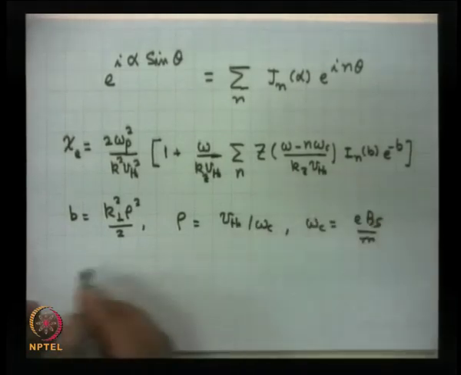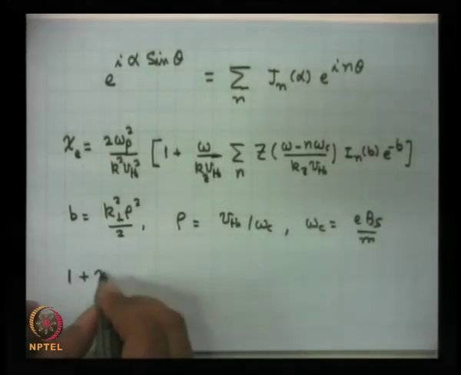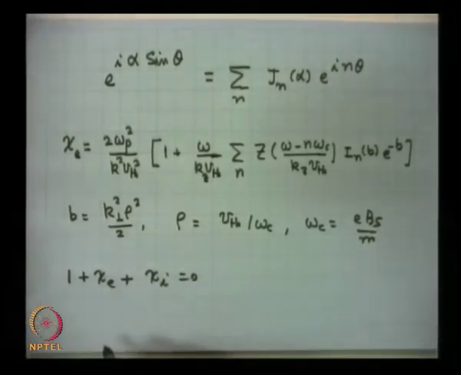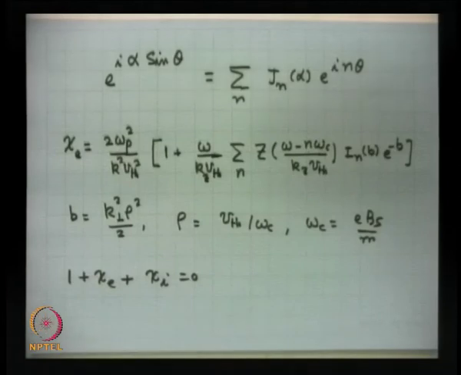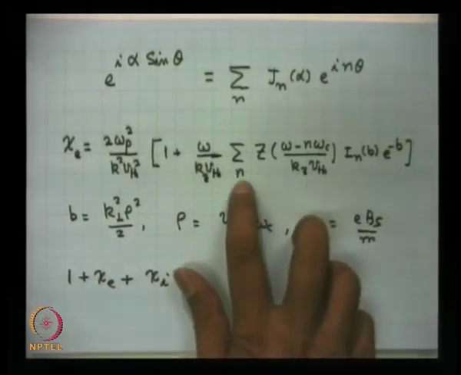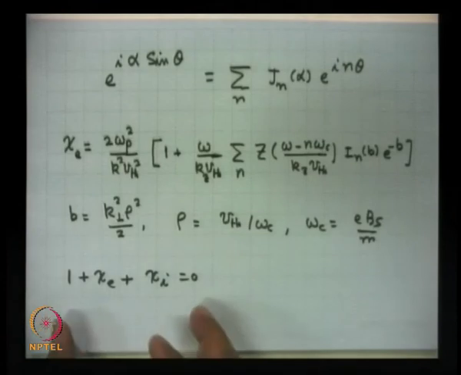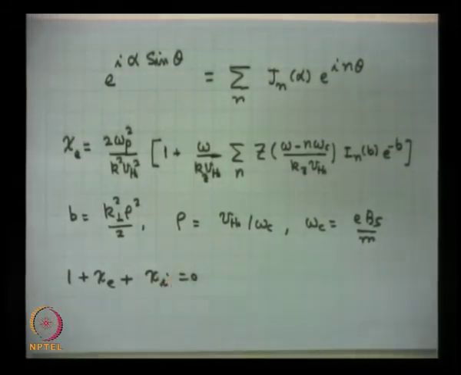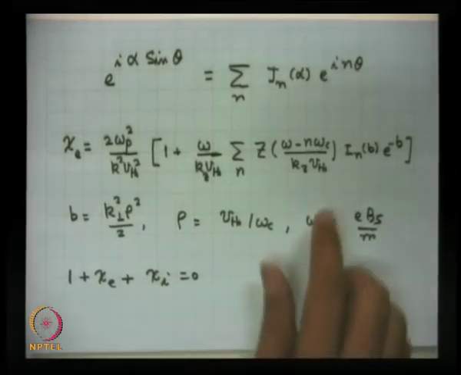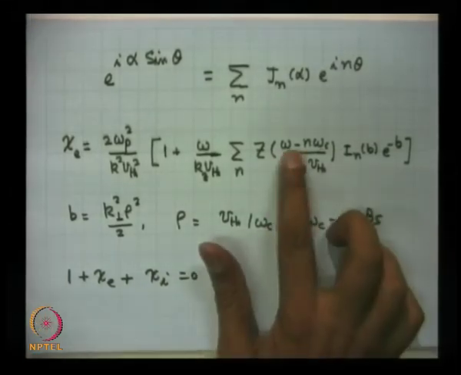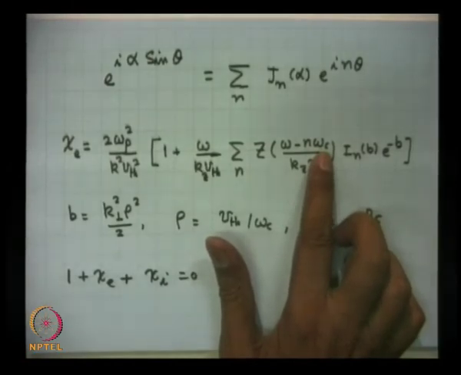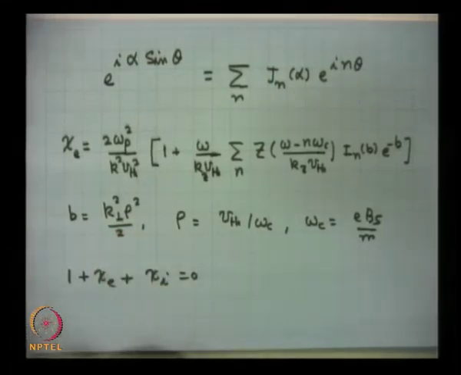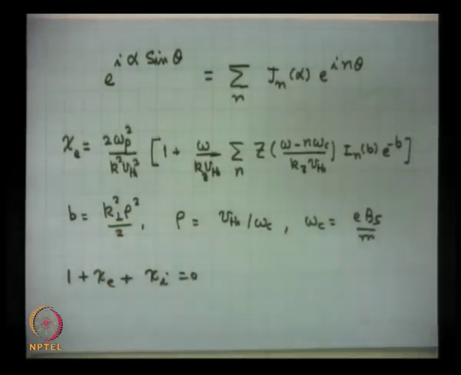Well, your dispersion relation for the electrostatic wave is 1 plus chi e plus a similar expression for chi i equal to 0. This is the general dispersion relation, but as you see here, there are many terms in here, and consequently this gives rise to many modes. One of the interesting categories of modes is the one whose frequency is around n omega c and b is bigger than 1, k perp rho is bigger than 1. Those special kind of modes are called Bernstein waves.